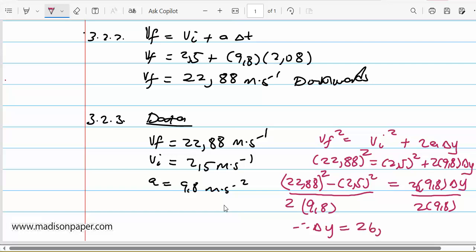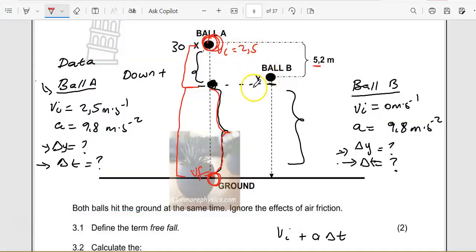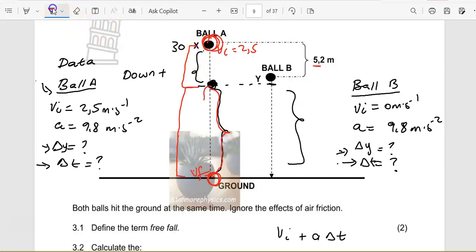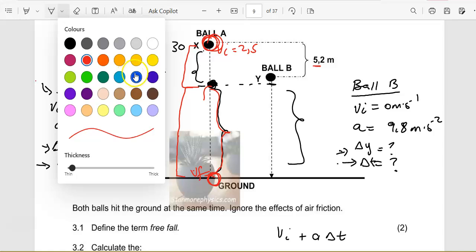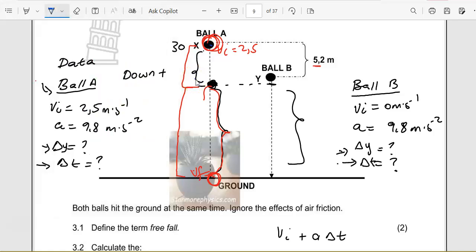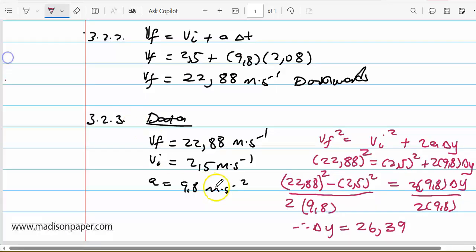It's 26.39. So that was the maximum height of ball A. Maybe we can highlight that again so that we are on the same page. The maximum height from this point to that point is 26.39, but we are looking for this point to that point. So we need to minus the 5.2. You understand that part? So it will be delta y.